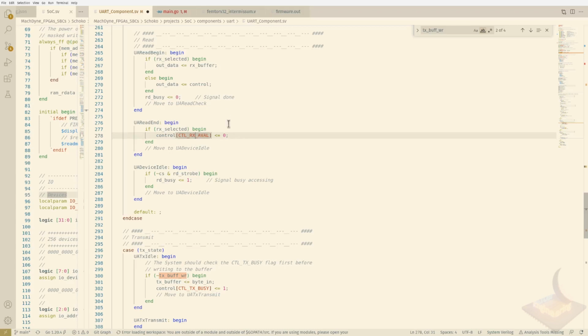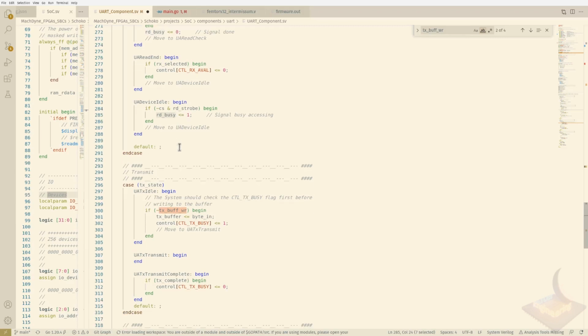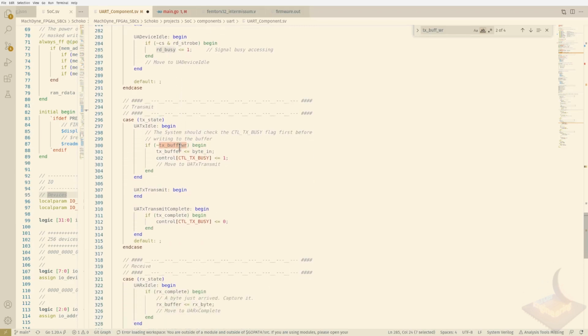Again, when our assembly code reads the control, the component itself will automatically clear this flag. This flag gets set down here when a byte has come in. When the assembly code reads it, we clear it out. And the same thing for a chip select and write. We set our busy flag temporarily to a 1, and then on the next clock cycle, it's immediately set low. So basically, it shows up as low all the time.